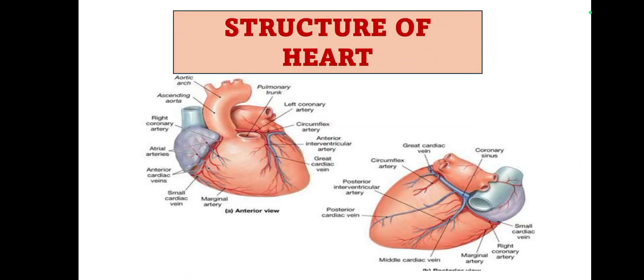So the structure of the heart, in the picture you can see the coronary circulation, which we will discuss in the next class. Here the arteries, different branches, and the names of the arteries are there. In the anterior view we can see this kind of artery, and this is the posterior view. From the posterior we can see the venous drainage of the heart. We will discuss this later.